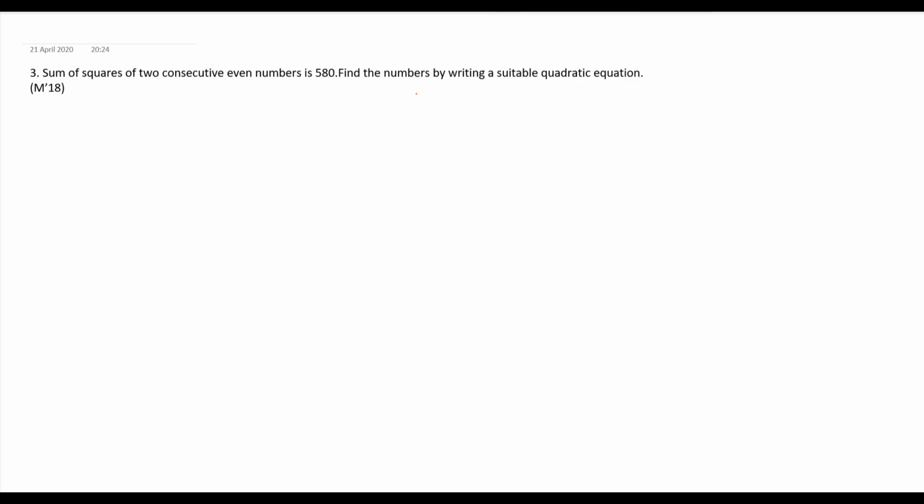So we know what is consecutive, right? One after the other. Same concept, consecutive even numbers. One will be x, the other will be x plus 2. Because we are talking about the sum of the squares, from this statement we'll get x square plus (x plus 2) whole square, which equals 580.